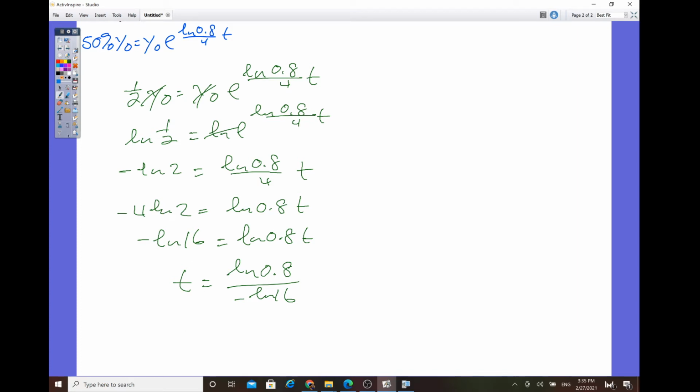Okay, instead of condensing it, let's just keep it this way. So just solve for t normally. So t equals natural log. Oh, I divided the number incorrectly. The other way around.